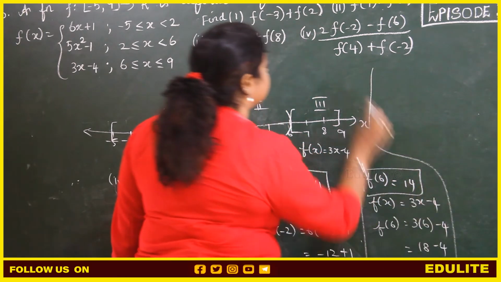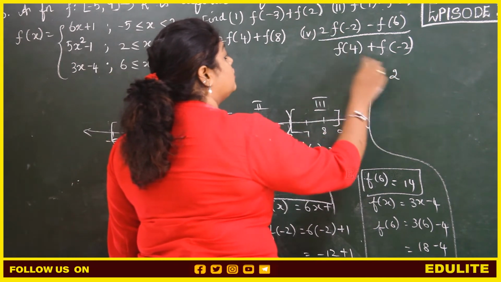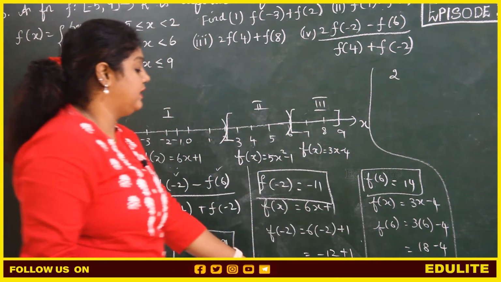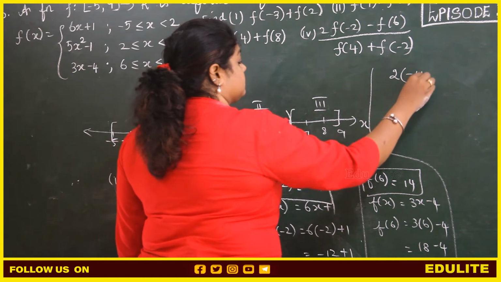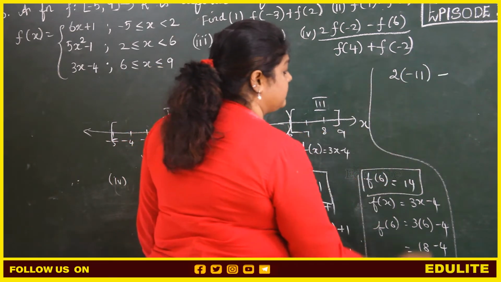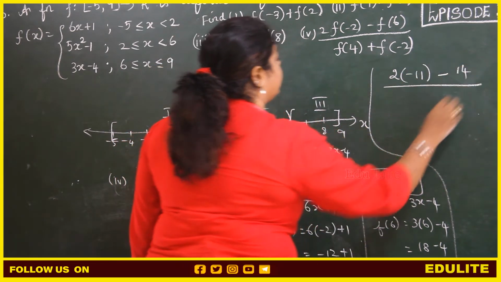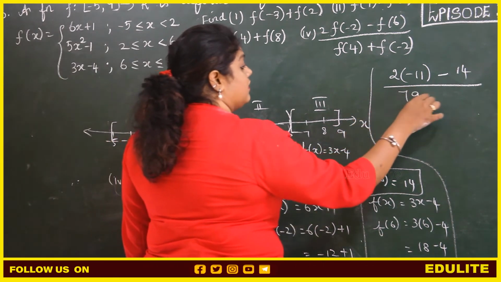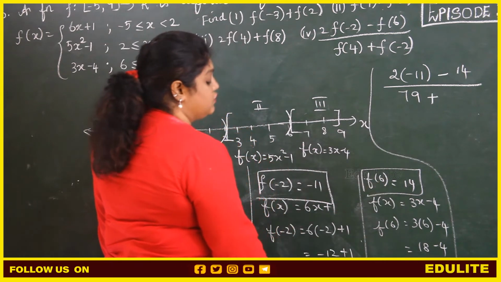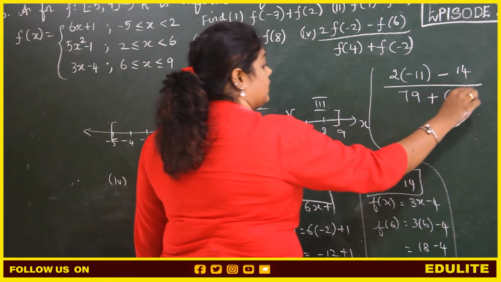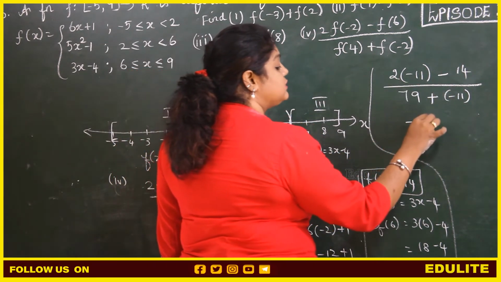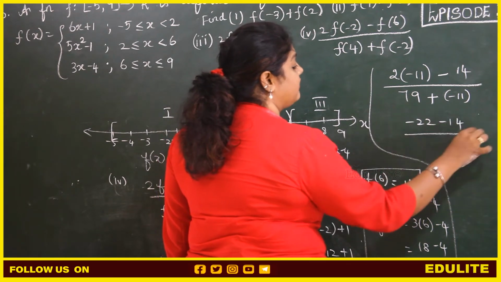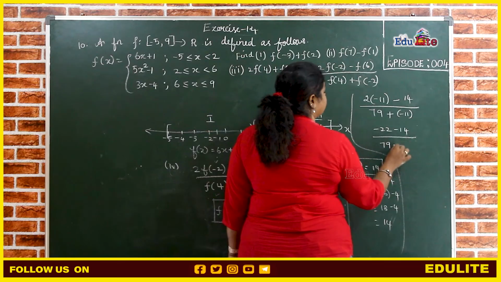Let us substitute in the fourth option. 2 into f of minus 2, the value is minus 11, minus f of 6, the value is 14, divided by f of 4, the value is 79, plus f of minus 2, the value is minus 11. So, this will become minus 22 minus 14 divided by 79 minus 11.